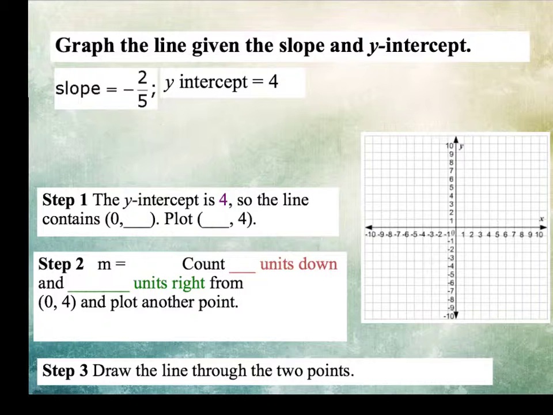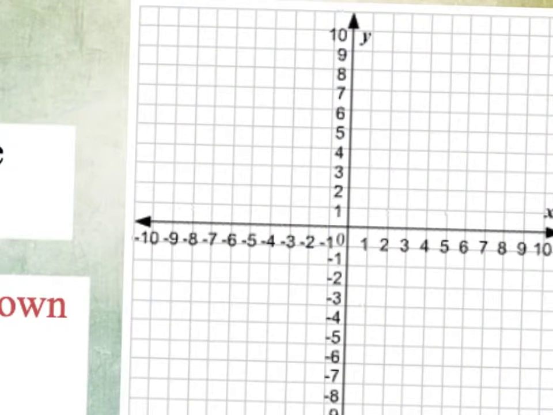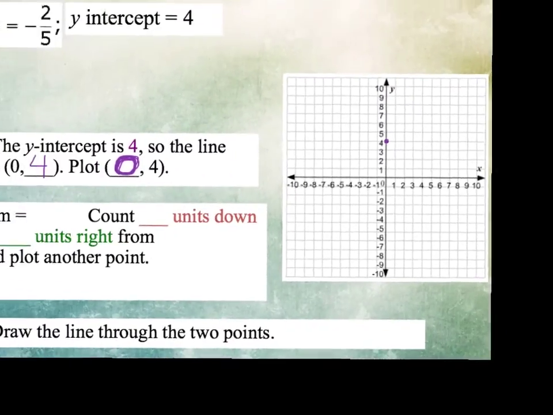Step 1, the y-intercept is 4. So the line is going to contain the point (0, 4), and we're going to need to plot (0, 4) on the graph. Now we're doing this for step 1 because it just tells you the y-intercept is 4, and you need to recognize that it's the point (0, 4), and we're going to graph that on our y-axis. So I'm going to enlarge the graph and plot our point (0, 4), which is right here on the y-axis, which is why it's the y-intercept.